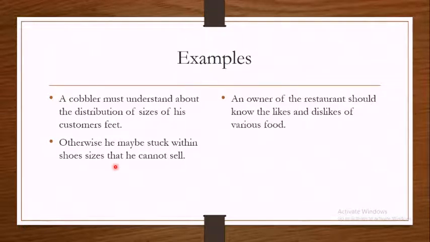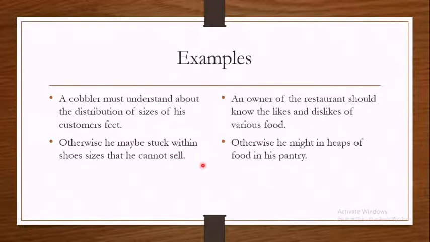Another example is that of the owner of a particular restaurant, and there also he should be aware of the likes and dislikes of the various food items that he is going to serve in his restaurant. Or else, he might have heaps of food in his pantry which is not being used. So just keep these two examples in your mind. We will come to this later.